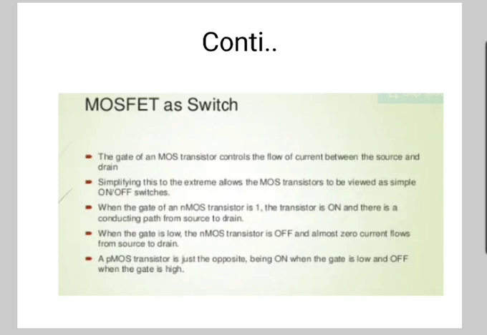When the gate of an NMOS transistor is high, it is on and there is a conducting path from source to drain. When the gate is low, the NMOS transistor is off and almost zero current flows from source to drain.